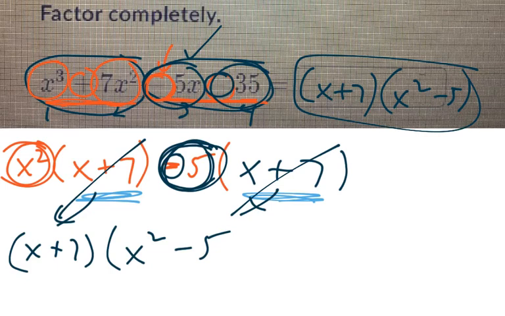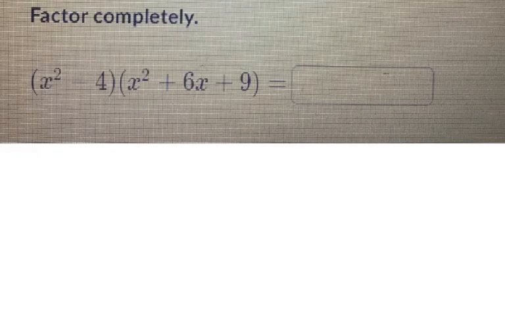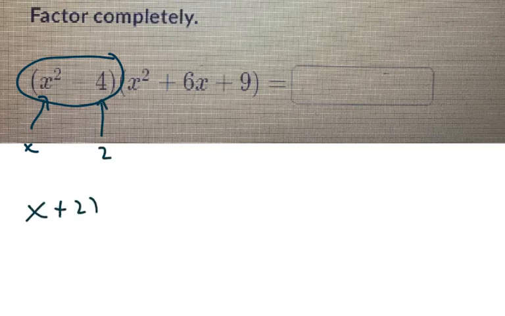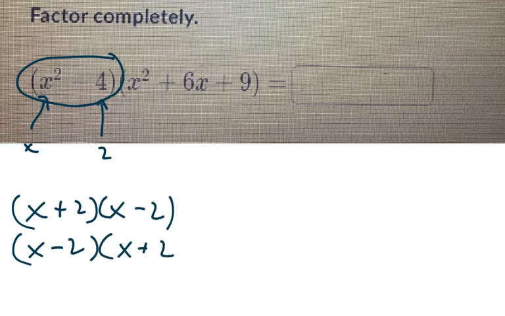All right, let's try one more. Look right here, guys. Do you recognize that as a difference of 2 squares, I hope? That right there is an x squared. That right there is a 2 squared. So I'm going to factor that. I'm going to do x plus 2 times x minus 2. Again, you also could have done x minus 2, x plus 2. It's commutative property after all.